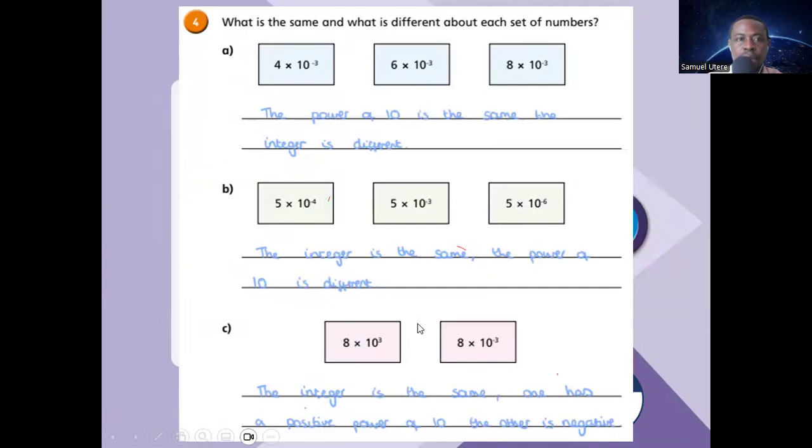Well, here are the answers. So here, the power of 10 is the same. The integer is different. So you can see them there. And then here, you can see what's the same and what's different. Okay, let's move on.